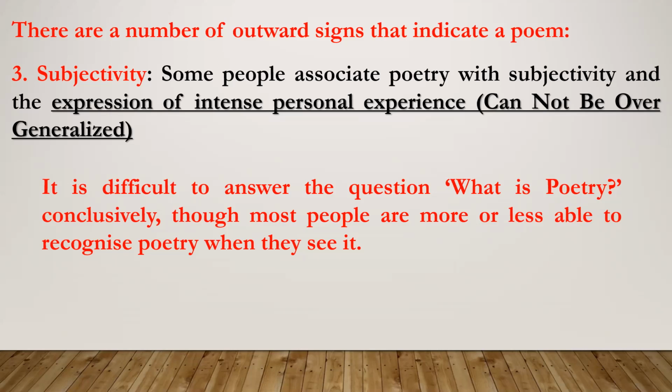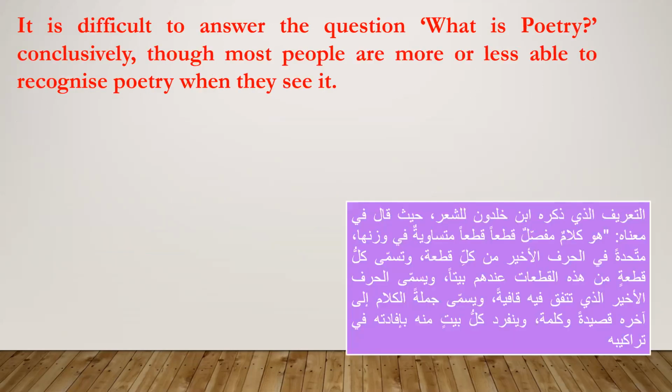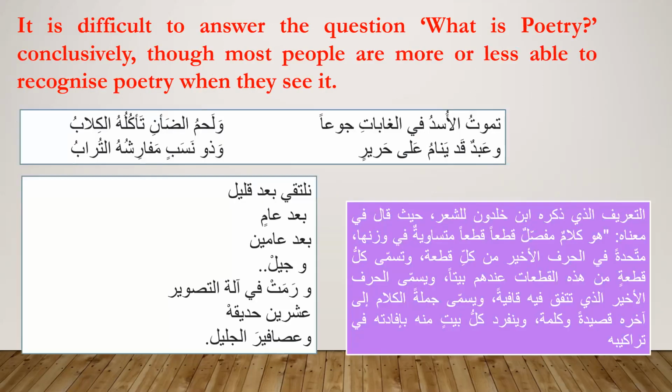Regardless of such features or indicators about poetry, we still cannot say that we have a concise and precise definition. We cannot have an inclusive and exclusive definition for poetry. We talked about two examples of Arabic poetry, one from old Arabic poetry and one from modern Arabic poetry. For example, the first example here: تموت الأسد في الغابات جوعا ولحم الضأن تأكله الكلاب وعبد قد ينام على حرير وذو نسب مفارشه التراب.